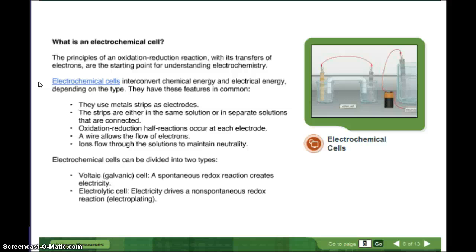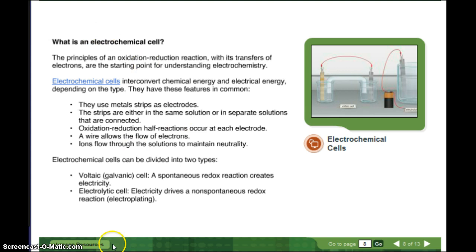Electrochemical cells can be divided into two types. There's voltaic or galvanic cells, where a spontaneous redox reaction creates electricity, or an electrolytic cell, where electricity drives a non-spontaneous redox reaction, electroplating. So spontaneous means it's just going to happen on its own once you put the chemicals together. An electrolytic cell needs electricity. And why? Because it's not spontaneous. It won't just happen on its own. And this is used for electroplating. So electrolytic uses electricity for electroplating.